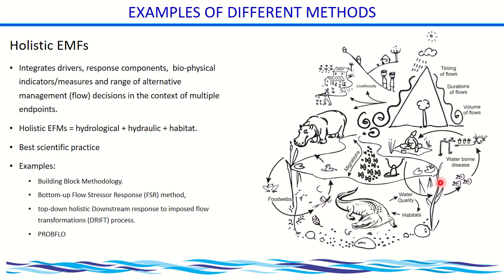It considers drivers, response components, biophysical indicators of flows. It includes all of the existing environmental flow assessment methods. And this is considered to be best practice. Guys, let me say it again. Holistic environmental flow assessments are best practice environmental flow assessments. Do you understand what I'm saying here?